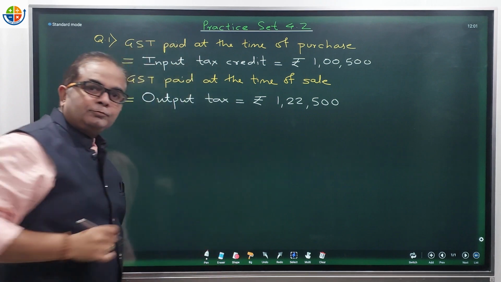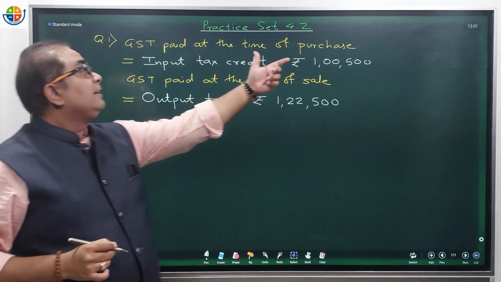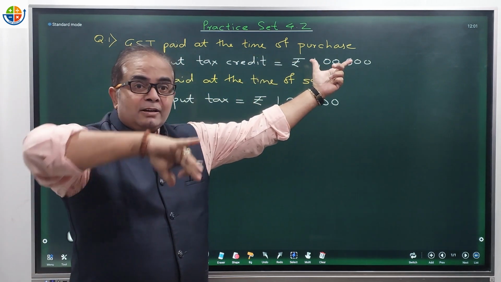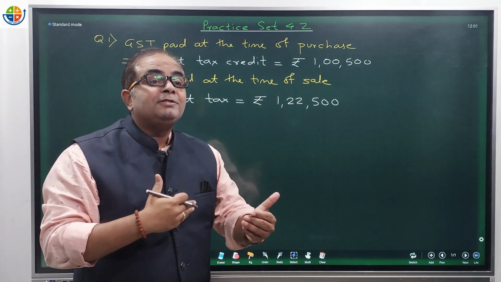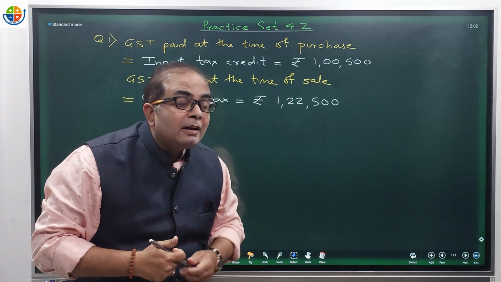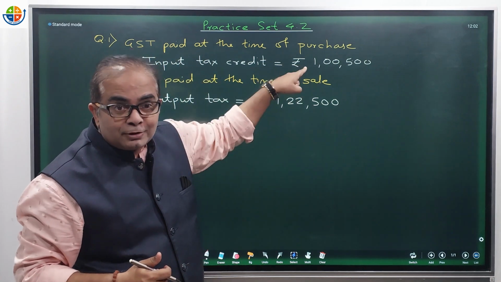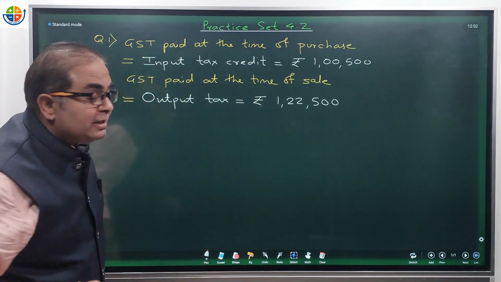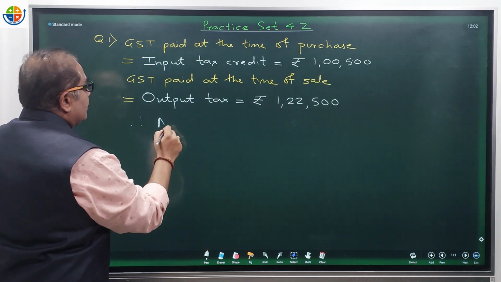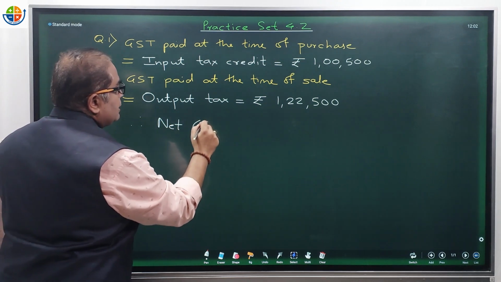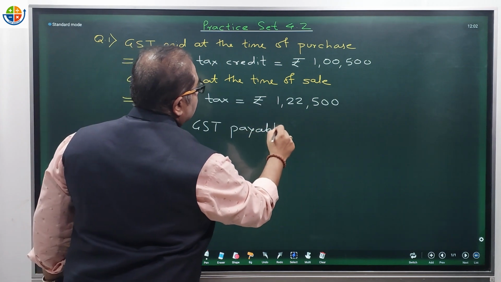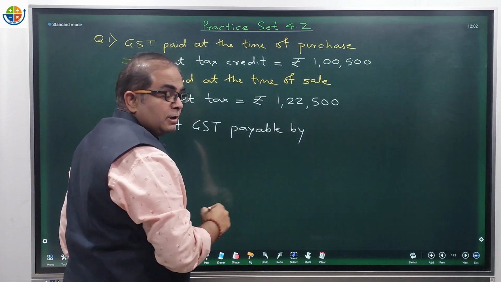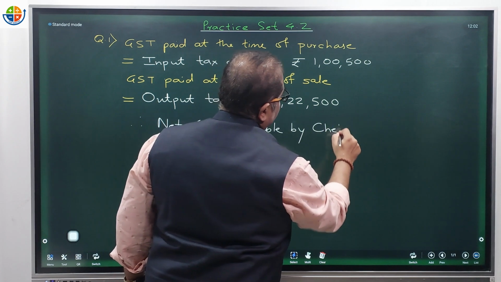1,22,500. Correct. ये पहले जीएसटी भरा था, अभी ये कलेक्ट किया. Correct. So the difference, कितना गवर्नमेंट को पे करेंगे? The difference of these two, right? So that is net GST payable. So we will say net GST payable by whom? Chetna Stores.